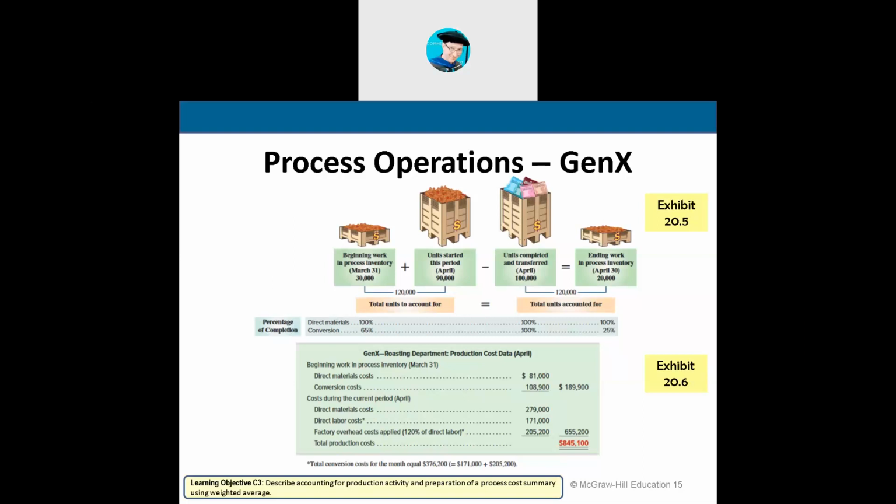During the month of April, I've added in additional direct materials costs, additional labor costs, and additional factory overhead using the factory overhead applied rate. The overhead applied rate is 120% of direct labor. Direct materials plus direct labor plus factory overhead of 120% of direct labor gives me total cost during the month of April of $655,200. The month of April, this gives me a total production cost of $845,100.